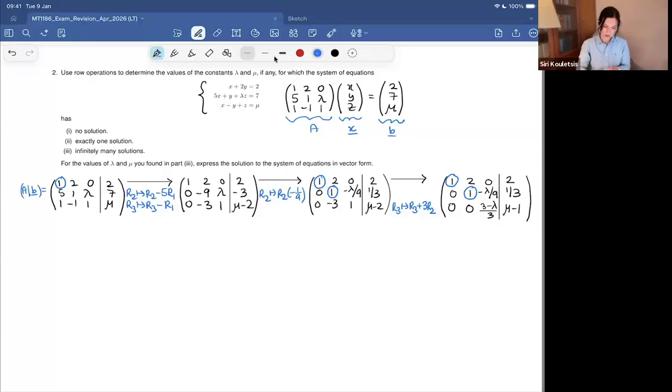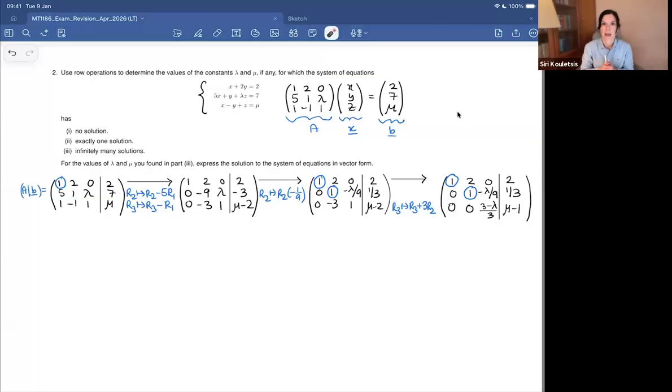So for now, we know for certain that we have created 2 leading ones. But of course now, this entry here in the third row will depend on the value of lambda, whether we have a 0 or a non-zero entry there. So for now to analyze, we're going to stop there.